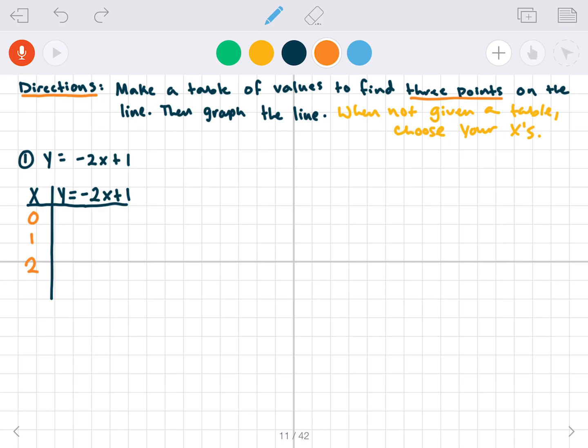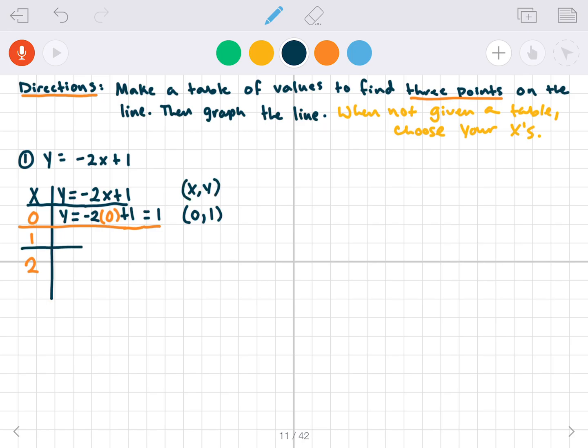So when x is equal to 0, this rule says y is equal to -2 times 0 plus 1, right? It's just x is 0, so wherever we see an x, we replace it with a 0. So y is equal to -2 times 0 plus 1. And -2 times 0 is 0, 0 plus 1 is 1, so we have 1 as y. So our ordered pair here is when x is 0, 1 is y, because we plugged x into this rule that gives us a y. Okay, so there's our first ordered pair.